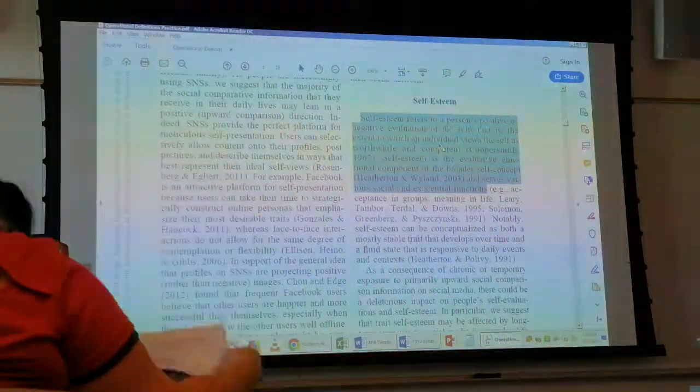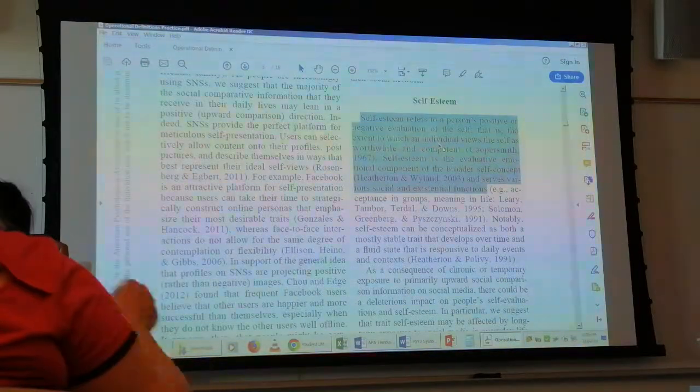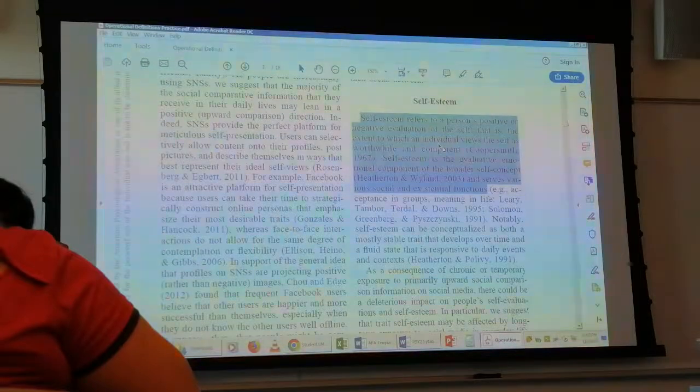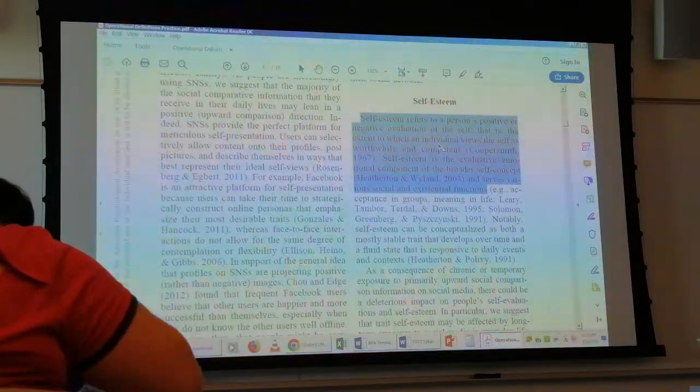Again, not every article is this easy. That's super easy. It's literally the first sentence of that section. So any questions on how I found that conceptual definition? Okay, let's go find the operational definition.